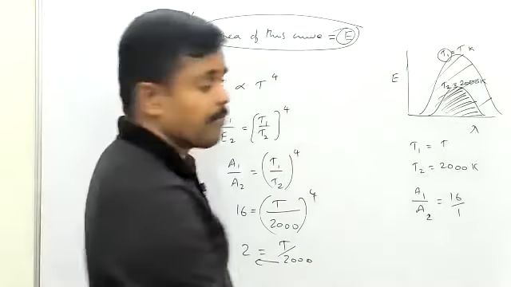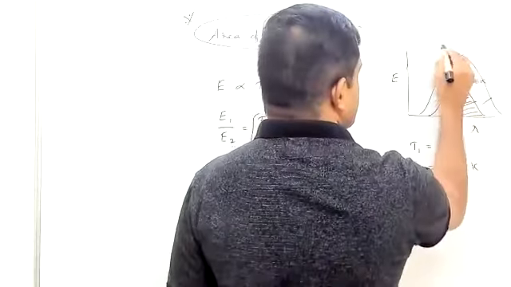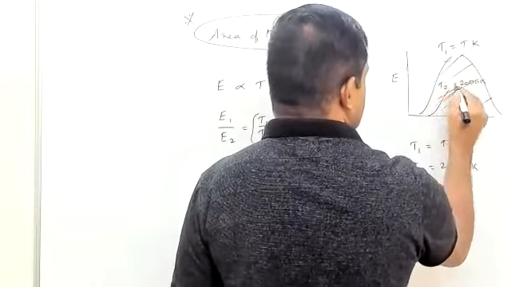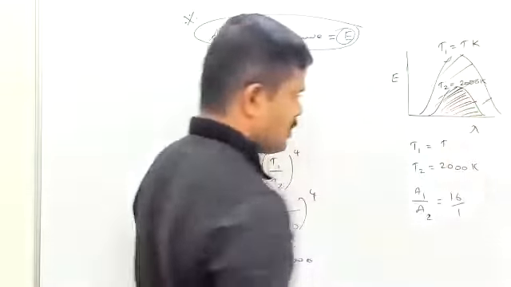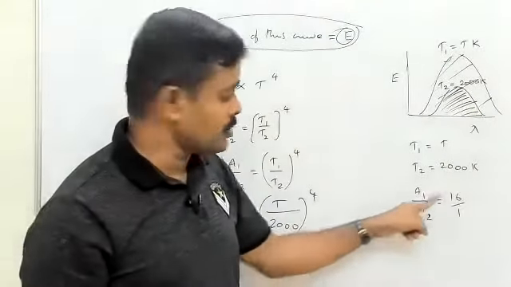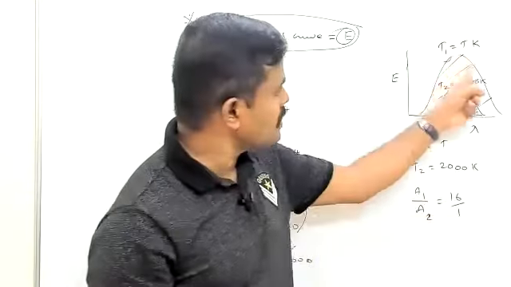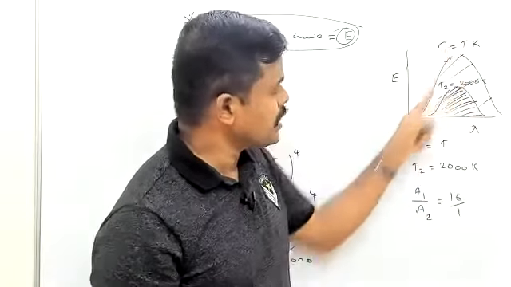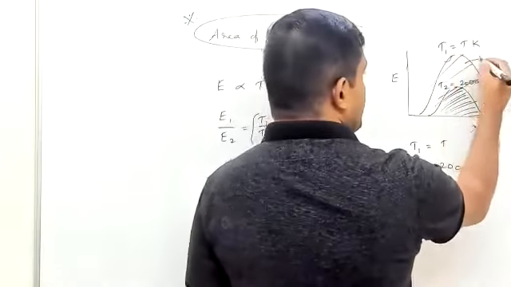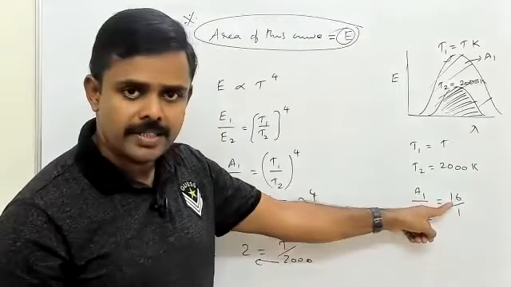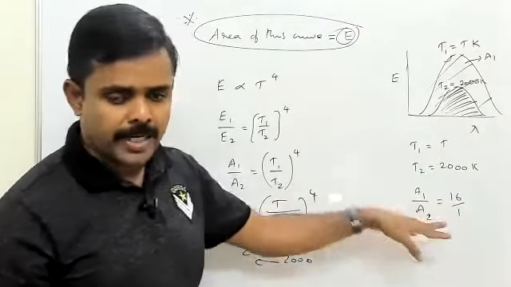And what is given? First temperature, the bigger one's temperature is T Kelvin, and the second one's temperature is 2000 Kelvin. And then the A1 by A2 ratio is also given, that is 16 by 1. You can't take A2 by A1 because the bigger one is number 1. So the bigger area should be A1. Numerator is greater, right? A1 by A2 is 16.